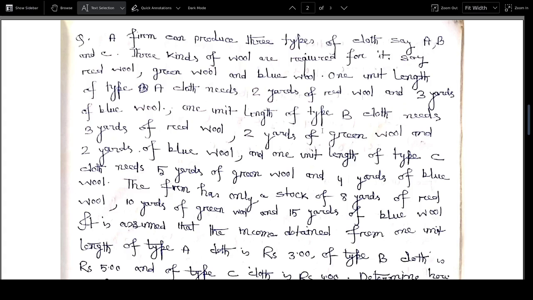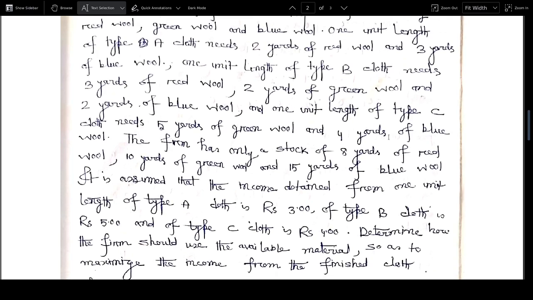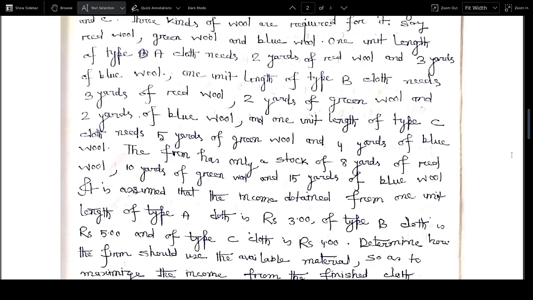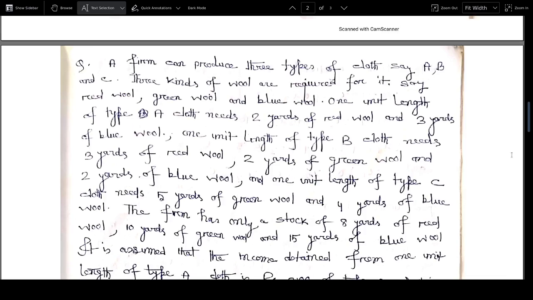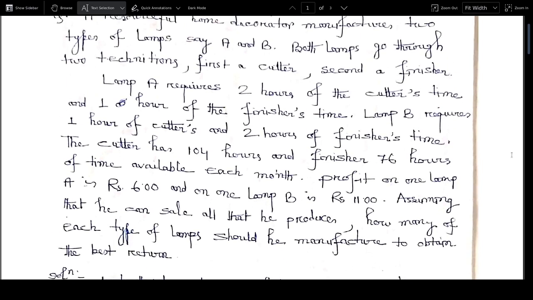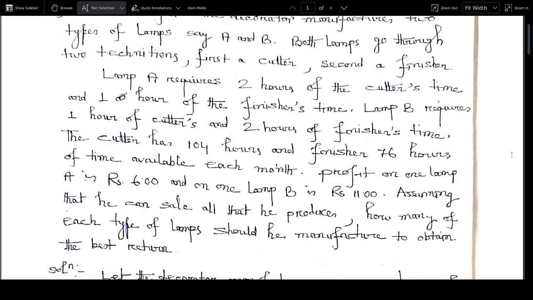For one lamp, 6 rupees, right? So x1 lamps will be 6x1. Similarly, for lamp of type B, profit is rupees 11. So x2 lamps of type B will be 11 into x2, and total profit will be the sum of this, 6x1 plus 11x2. So this is our maximization, means max z will be 6x1 plus 11x2, right?